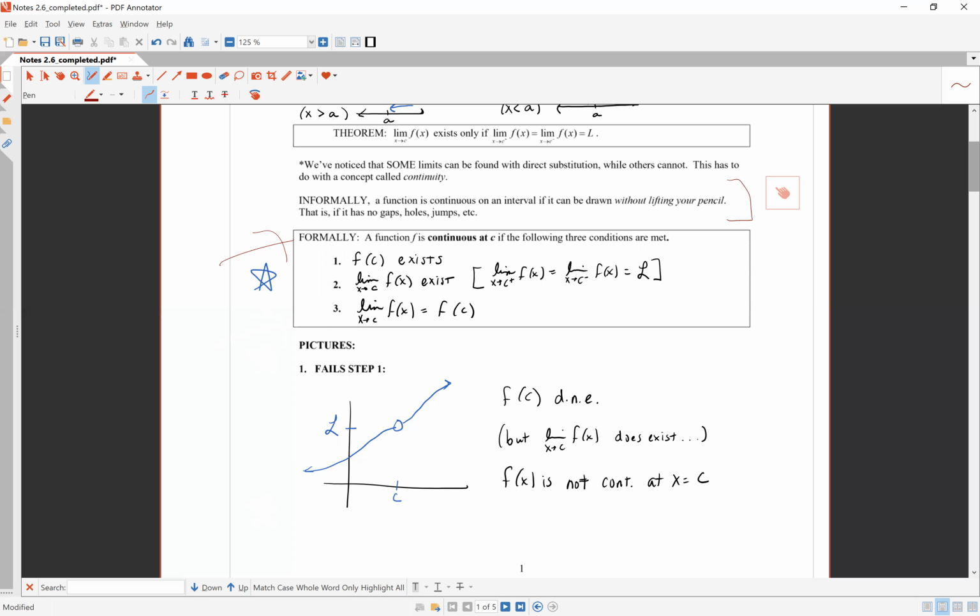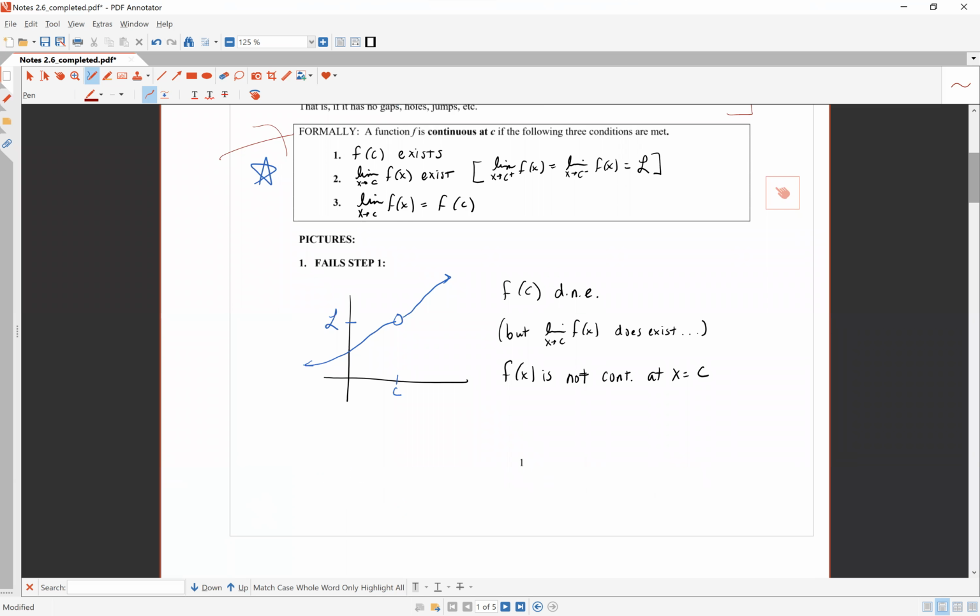At this point C, rule one automatically fails. f of C does not exist, DNE, students. So automatically you can say the function's not continuous there. Now there's something called a removable discontinuity. In this case, the limits as x goes to C from the right and the left are the same, so you could just define f of C to be that limit. That's a removable discontinuity: it's possible to define f of C such that the function is continuous.